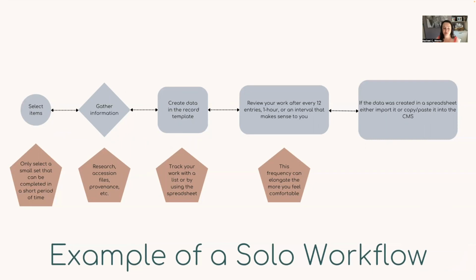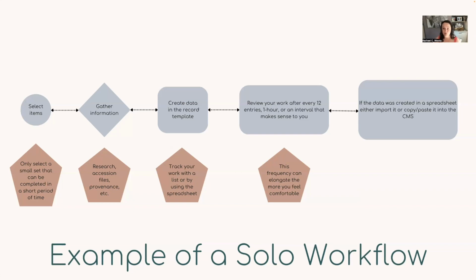And this is particularly true if you are wearing a lot of other hats, because you don't want to have to try and keep track of where you are in the midst of cataloging hundreds of items. Next part of the process is gathering that information, so checking research, accession files, provenance, etc. We're then going to create that data in a record template. So whether for you that means using a CMS template or using a spreadsheet, essentially you're creating data wherever that places for you.